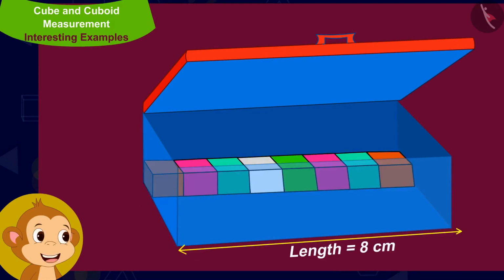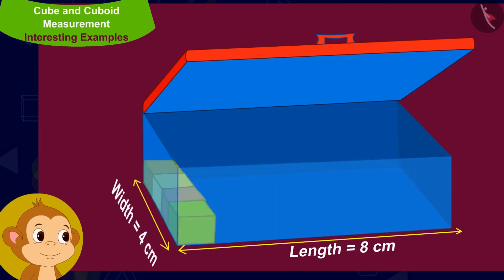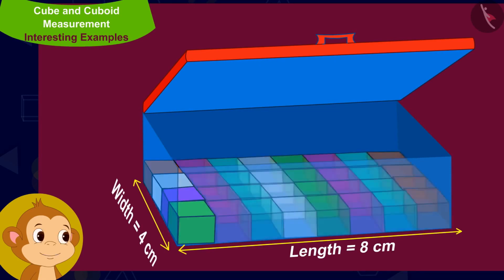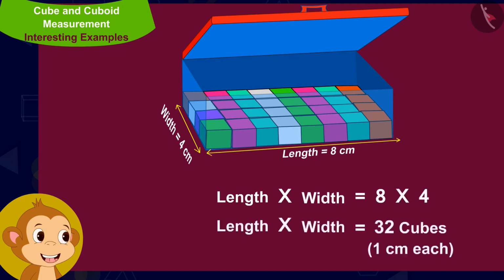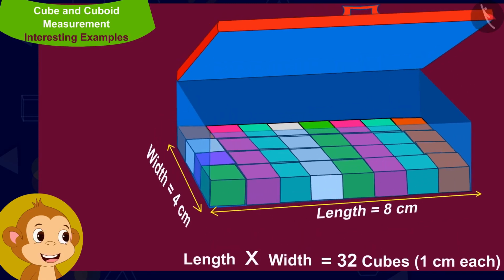This means the length of this compass box is equal to 8 cubes of dimension 1 centimeter each, and its width is 4 centimeters or equal to 4 cubes of dimension 1 centimeter each. One layer of a compass box will have the number of cubes in its length times the cubes in its width. That is 8 multiplied by 4, 32 cubes of dimension 1 centimeter each.